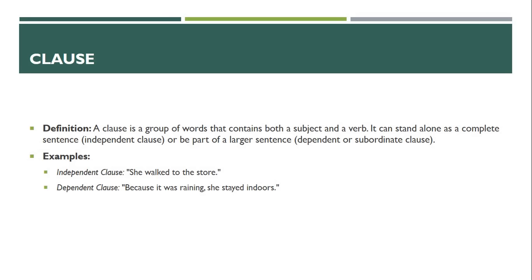Examples of clauses include the independent clause and dependent clause. First of all, for the independent clause: she walked to the store. This is the example of an independent clause. Then we have the dependent clause: because it was raining, she stayed indoors. This is the example of a dependent clause.